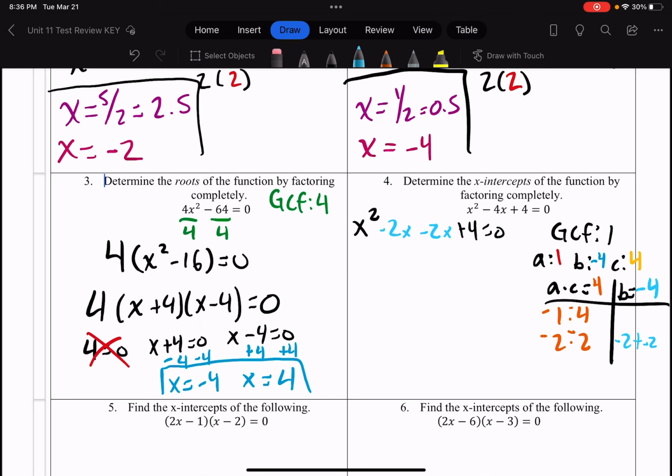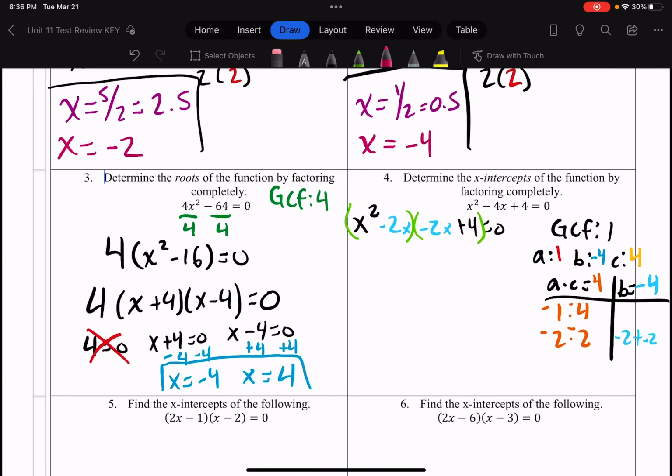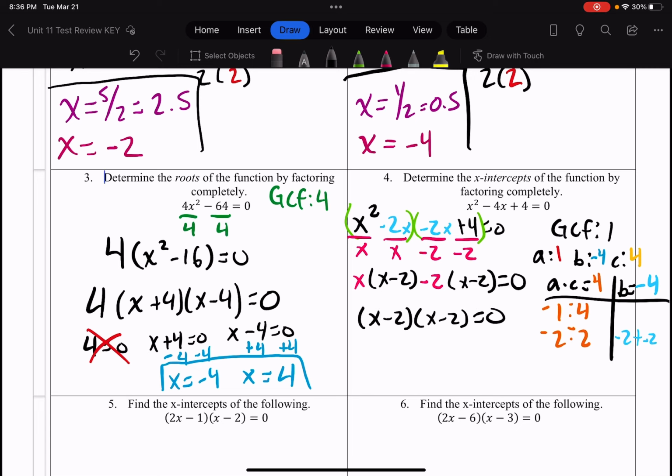I've got 4 terms, so I can now factor by grouping. I'm going to group the first 2, group the second 2. From the first grouping, I've got x squared minus 2x. I'm going to factor out an x. And that's going to leave me with x minus 2. From the second grouping, I'm going to factor out a negative 2. And that'll leave me with x minus 2 again. So my factored form here is x minus 2 times x minus 2 equals 0.